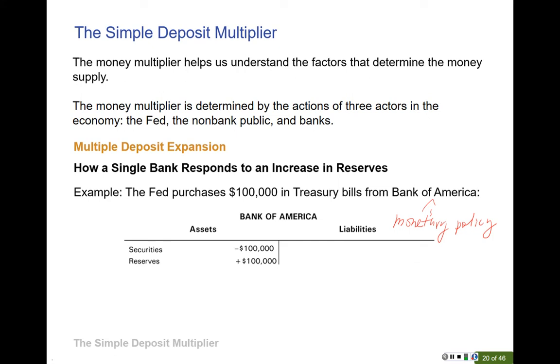So let's first look at the T account of the Bank of America after this transaction. We know if the Fed purchased $100,000 securities from the Bank of America, the securities held by the Bank of America will decline by $100,000, which will be shown on the asset side. At the same time, the Fed will put money into the reserve account of the Bank of America. So the reserve held by the Bank of America will increase by $100,000. So now Bank of America has an additional $100,000.